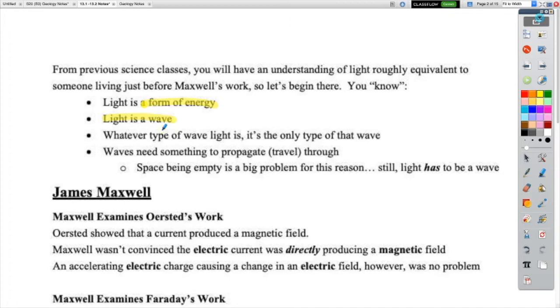In other words, whatever type of wave light is, because right now you quote unquote know that light is a wave, but it's the only type of whatever wave it is, right? There's light waves, and light waves are light waves, and that's a light wave, okay?